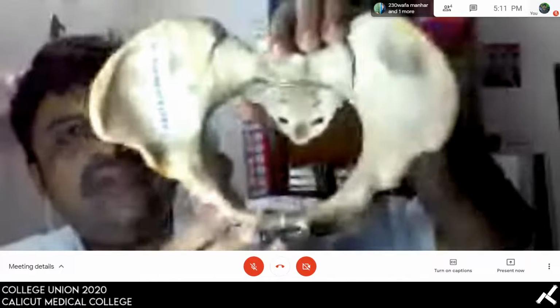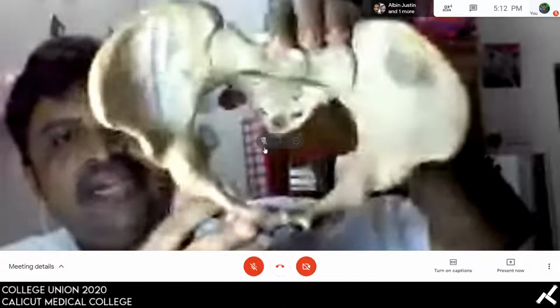So this is a good gynecoid pelvis. You can use this to identify the gynecoid pelvis. If it is an anthropoid pelvis, what you see is that it will be oval anteroposteriorly. It means the anteroposterior diameter will be longer than the transverse diameter.